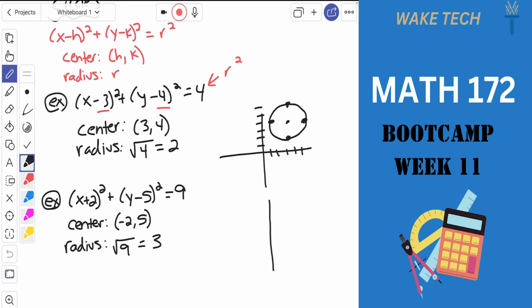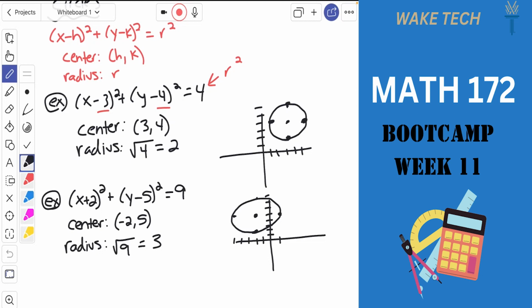To create the graph here, we'll go 2 units to the left, 5 units up, and then left, right, up, and down 3. So 1, 2, 3 to the right, 1, 2, 3 to the left, 3 up, and 3 down, 1, 2, 3. We'll connect the dots. That doesn't look too circular.